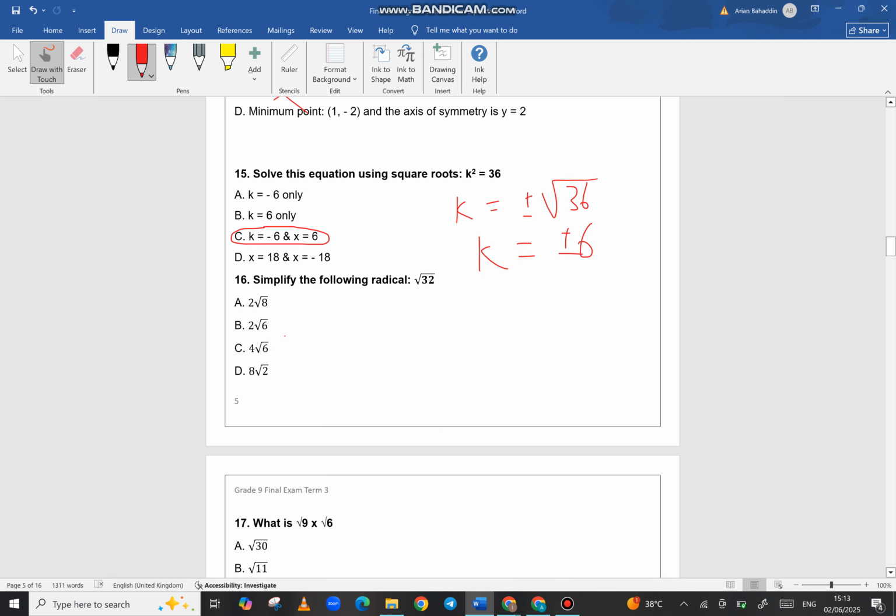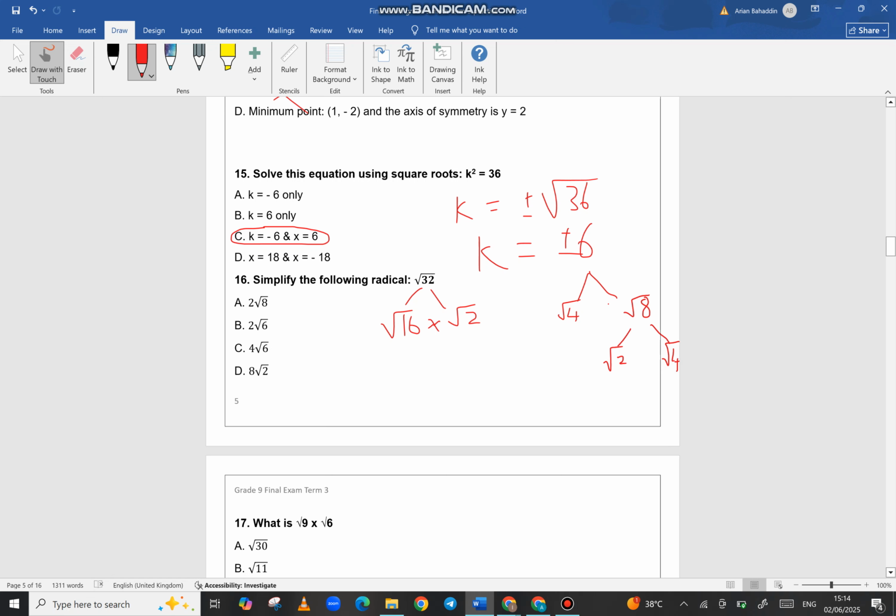This one, now there's two ways you can do this. The best way is to find the largest square number that is a factor of 32, which is the square root of 16. So 16 times 2 is 32. Now you could have done it like this. You could have said 4 and 8 and factored it again. So you end up with 2 and 4.